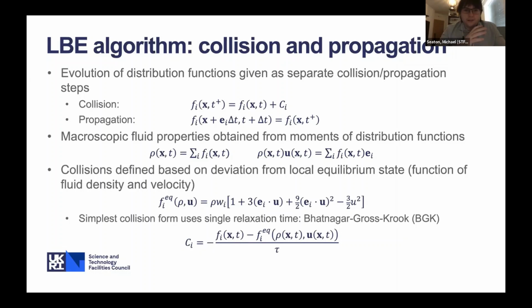Now, there are different collision operators available, but the most frequent way we carry out collisions is to consider a deviation from something called a local equilibrium state. And we can work out what the local equilibrium distribution function is based on the density and velocity of the macroscopic fluid. So for each particular grid point, we can work out what the density and the velocity is, and then calculate the equilibrium distribution function.